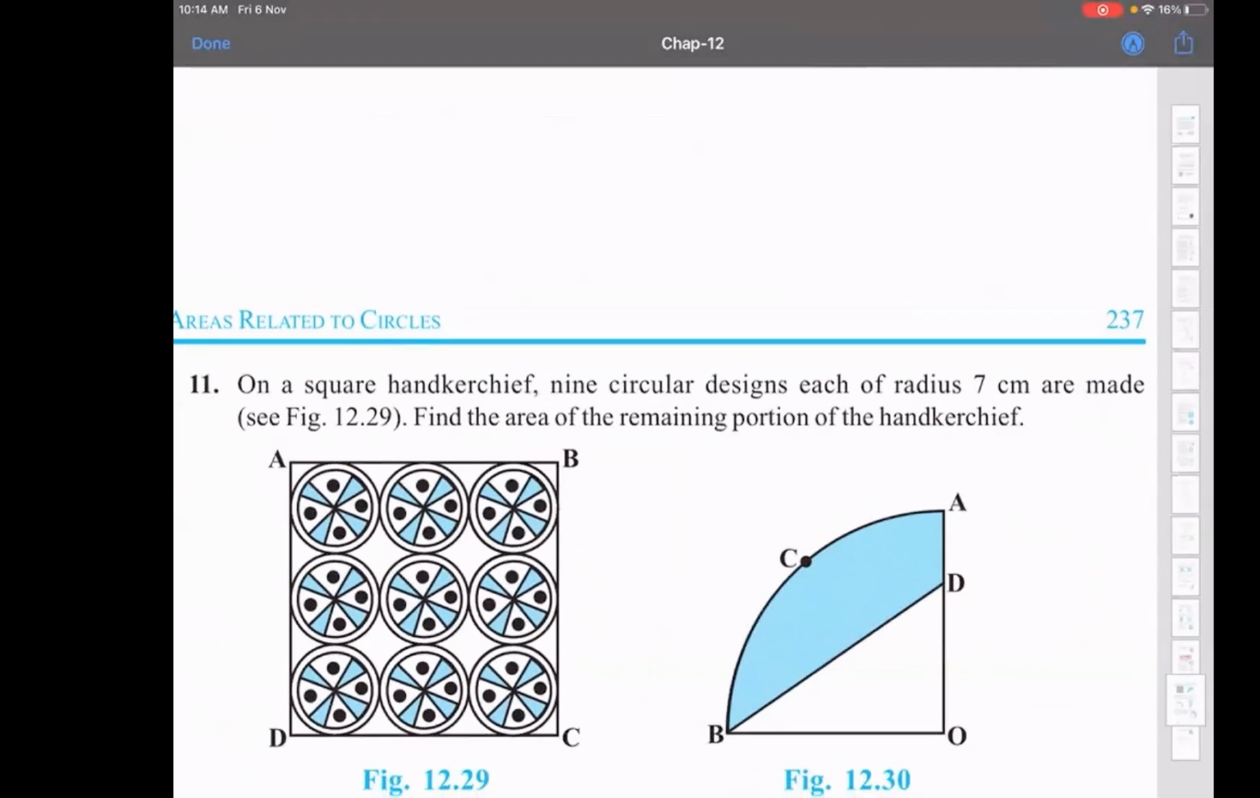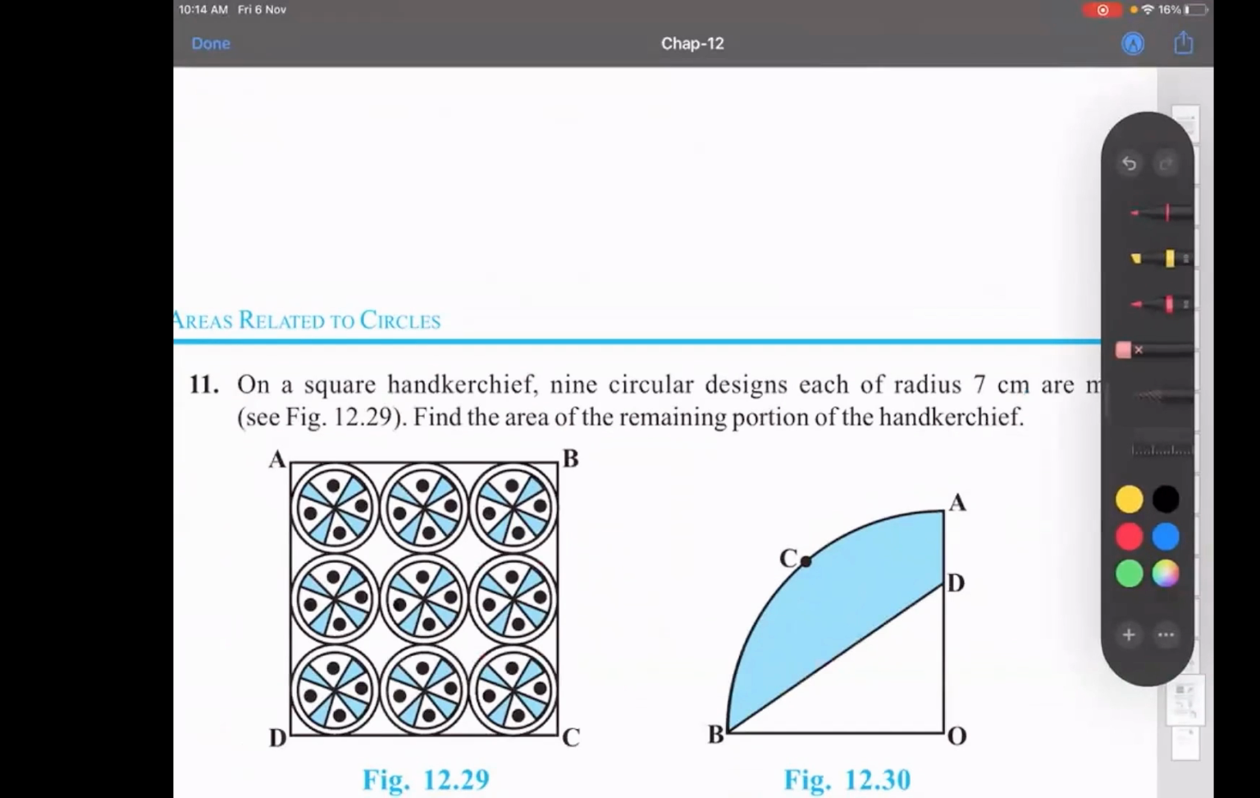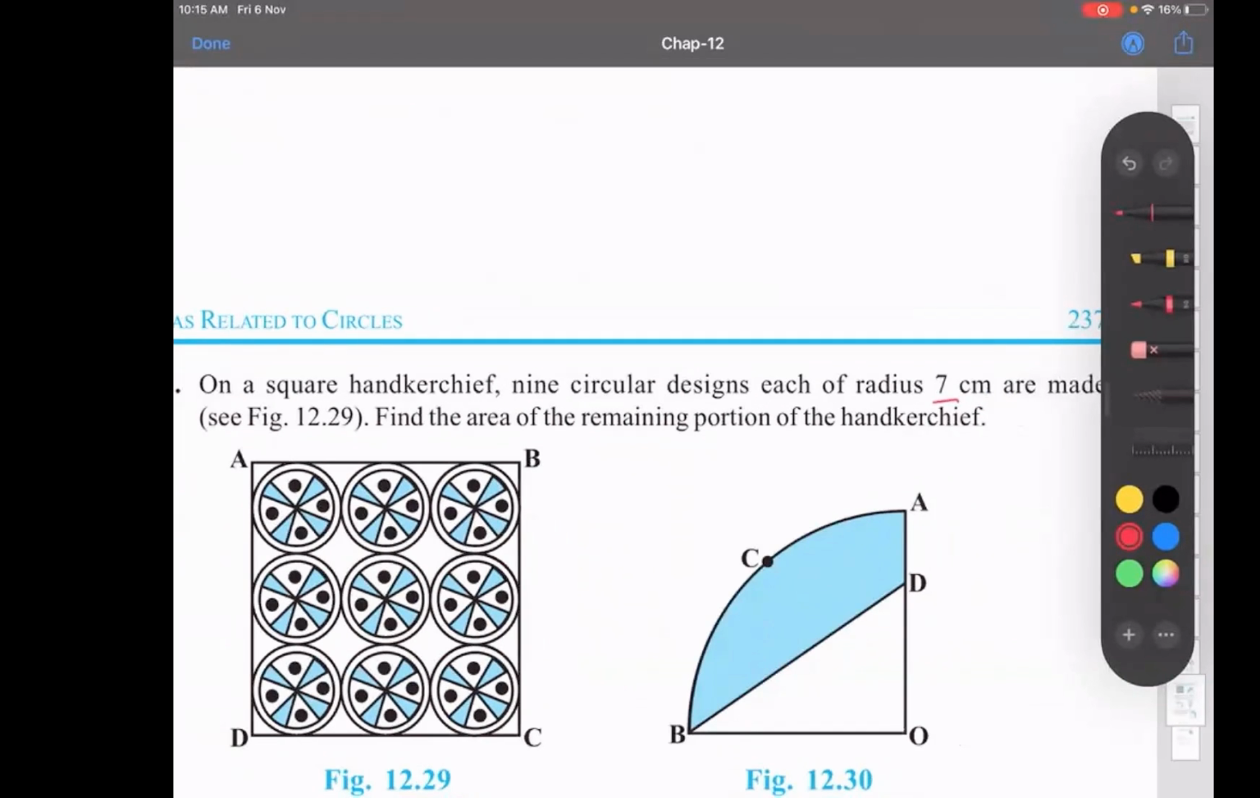Come to the next question. On a square handkerchief, 9 circular designs, each of radius 7 centimeter, are made. Find the area of the remaining portion of the handkerchief.